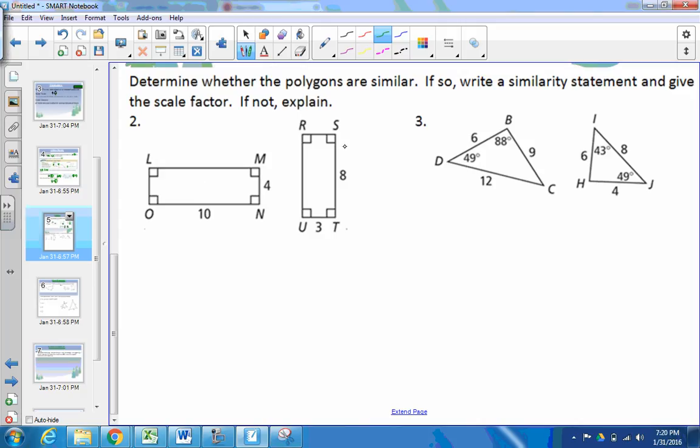So let's just look. If we're looking from the left one to the right one, scale factor from here to here would be 4 to 8. Well, or 8 to 4. We're going to just do a 4 to 8 right now. And we're going to say, is that equal to the scale factor of 10 to... Oh, sorry. Ooh, I made a mistake. And that's a common mistake. Those are not corresponding parts. Look at that from the picture. It has to be 4 to 3.